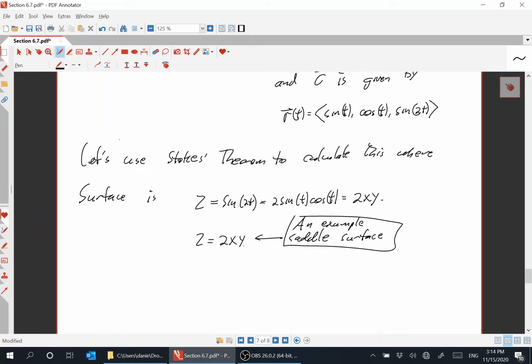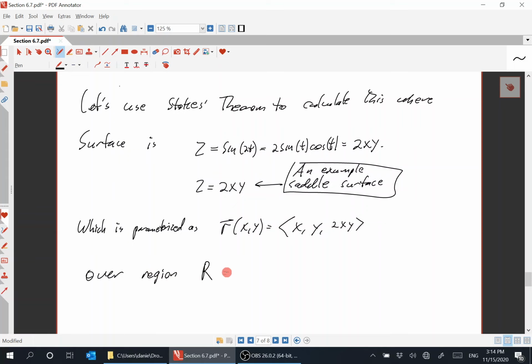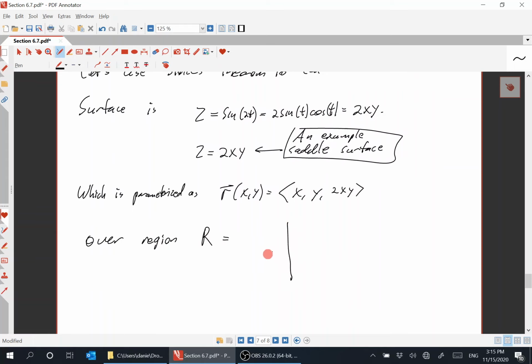Okay, and then what's the region in the xy plane that we're using? The surface is this, which is parameterized as r of x, y, again using the trivial parameterization. X is x, y is y, and z is 2xy, over the region R, which is just equal to what? It's just equal to the unit disk.